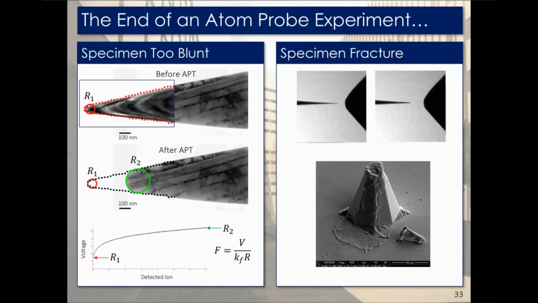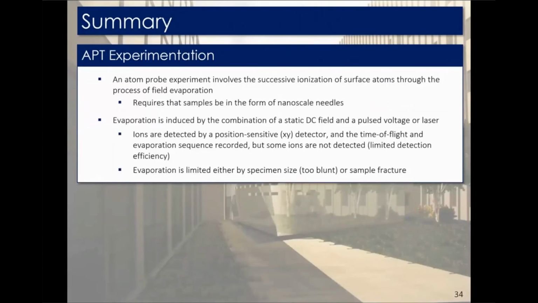And that unfortunately is where I'll be ending the talk for today. So in summary, what we've done today, just on the experimental side, we saw that basically an atom probe experiment involves successive ionization of surface atoms, and it works in the process of field evaporation, which requires that samples are in the form of nanoscale needles. And we talked a little bit about how we can fabricate samples into that needle shape. Then we talked about how the experiment works by combining a static DC field with either a pulse voltage or laser to very delicately evaporate our sample atom by atom, where we detect them with a position-sensitive XY detector, and then use time of flight and evaporation sequence to be able to then get our data that we can reconstruct, knowing that we're not detecting all the atoms.